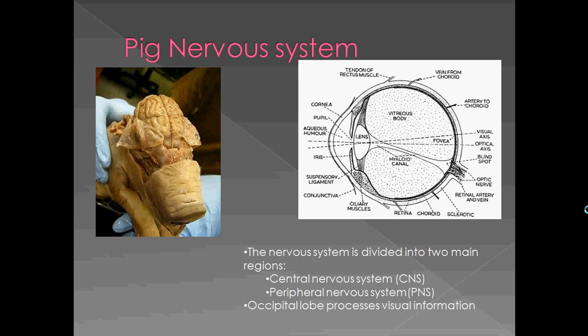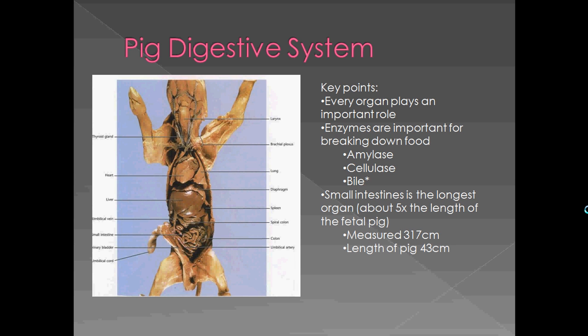Observe the digestive system of the pig. Key points about the digestive system is that the system uses many organs to secrete enzymes and chemicals to help digest food. For example, amylase is an enzyme that helps digest starch. Bile is a chemical that's stored in the gallbladder and is released to break down fats.